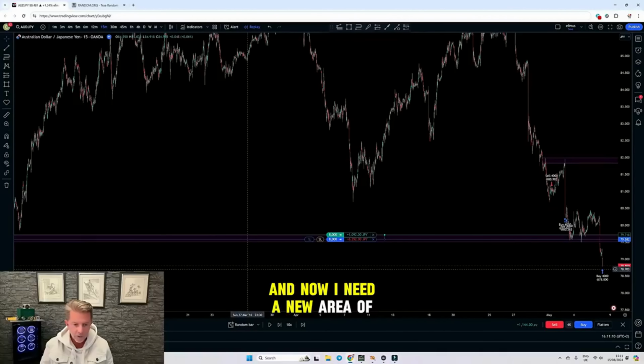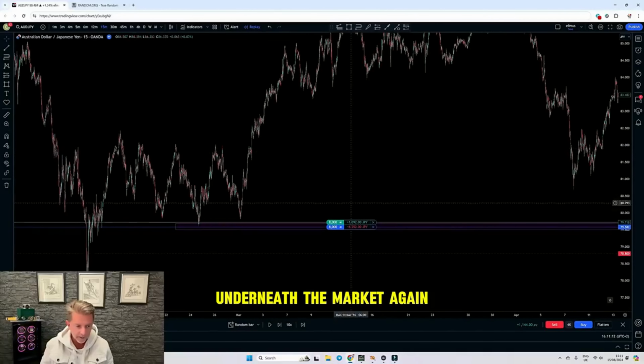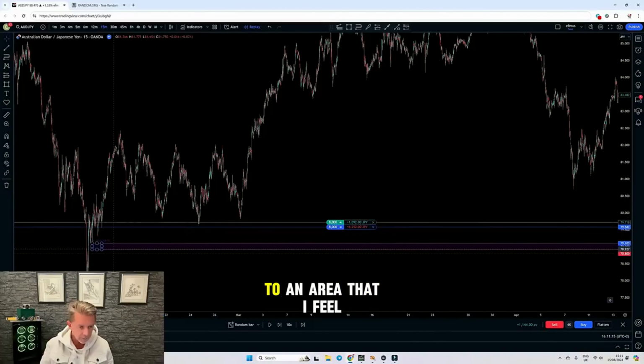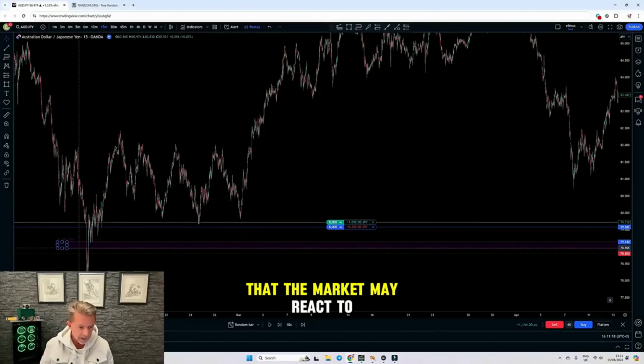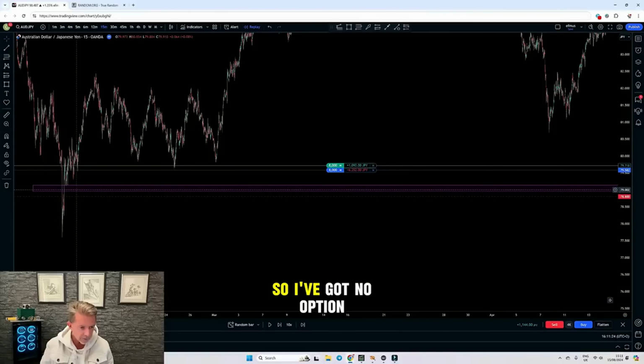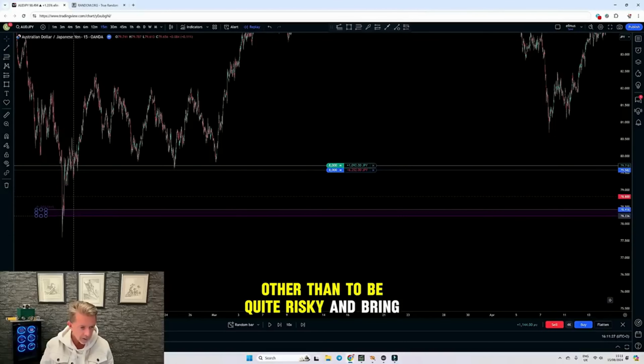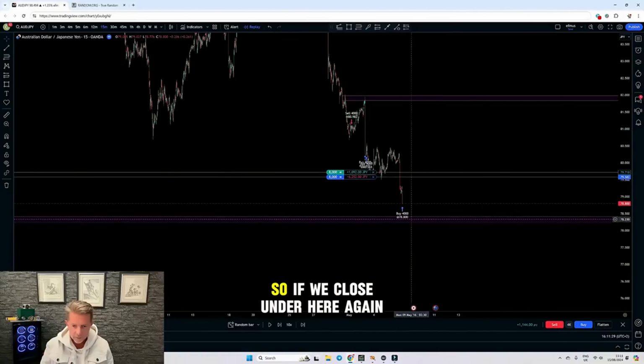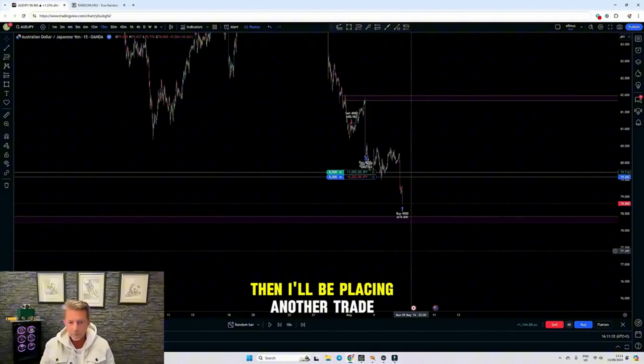And now I need a new area of support underneath the market again. So I'm going to have to drag this down to an area that I feel that the market may react to if it comes all the way down there. And let's see where this market is. Right, it's already underneath that area, so I've got no option other than to be quite risky and bring it down to that next cluster. So if we close under here again, then I'll be placing another trade.